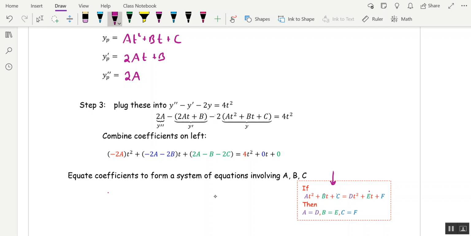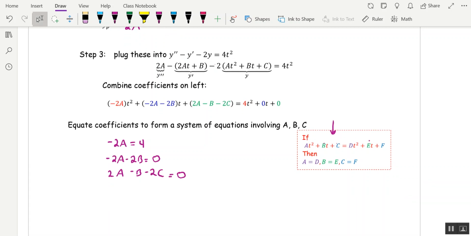I know that -2a must be 4, and I've color-coded it, so the reds are equal, the blues are equal, and the greens are equal. 2a minus 2b is 0, and 2a minus b minus 2c is also 0. So 3 equations, 3 unknowns. I don't need linear algebra to solve this system. It's pretty straightforward. I just start at the top. a must be -2.